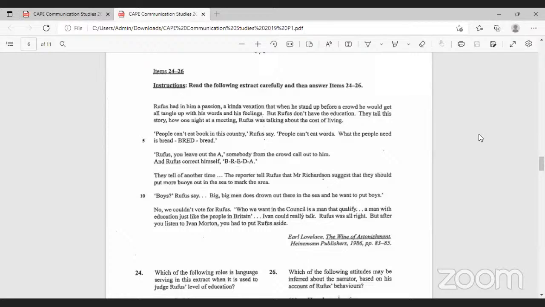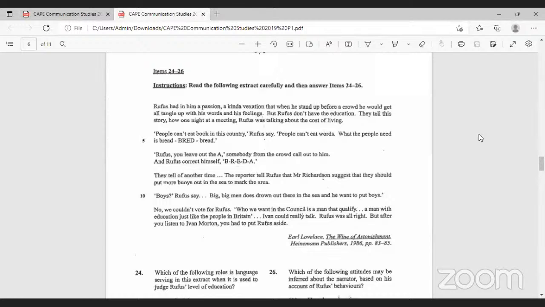They tell of another time. The reporter tell Rufus that Mr. Richardson suggests that they should put more boys out in the sea to mark the area. "Boys," Rufus said, "big men does drown out there in the sea and he want to put boys." No, we couldn't vote for Rufus. Who we want in the council is a man that qualified, a man with education just like the people in Britain. Ivan could really talk. Rufus was all right, but after you listened to Ivan Martin, you had to put Rufus aside.